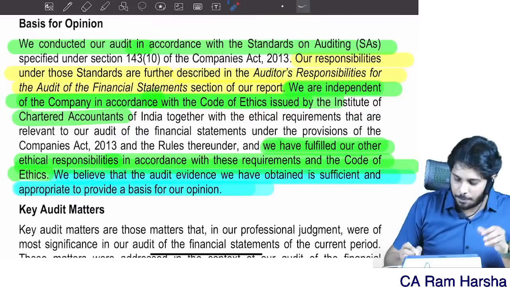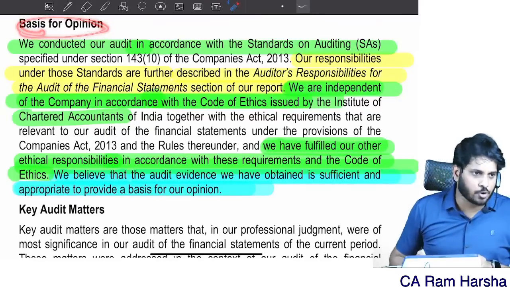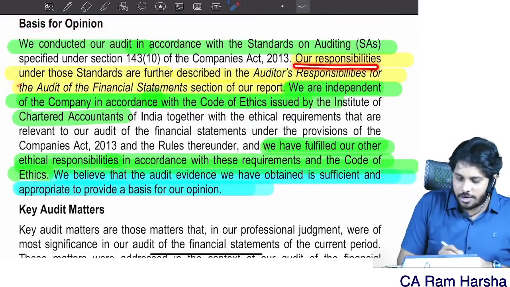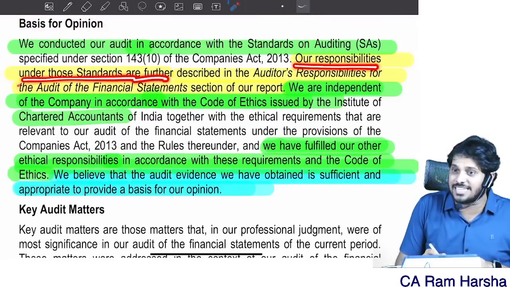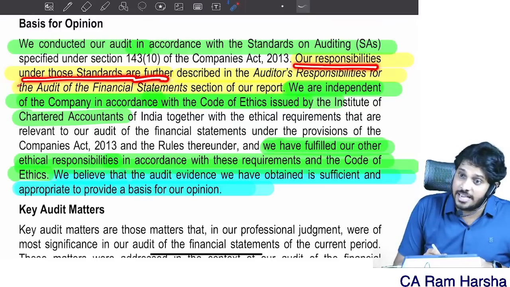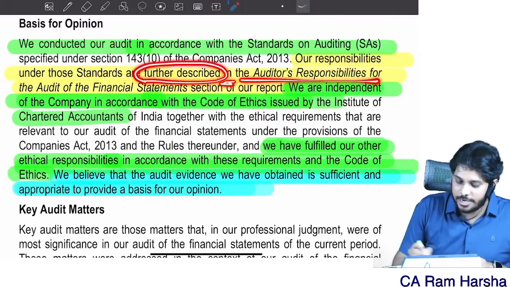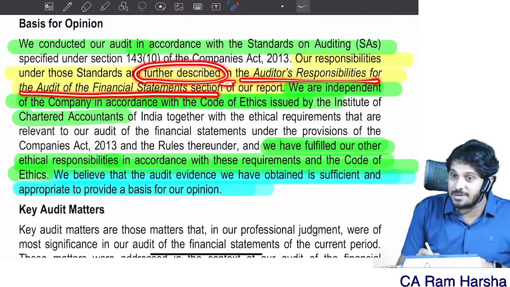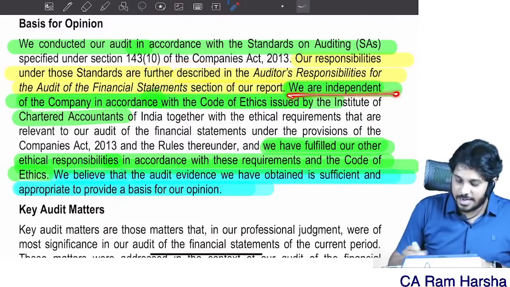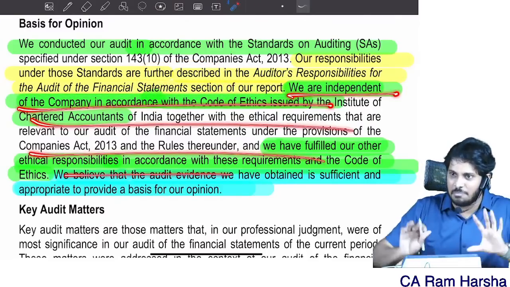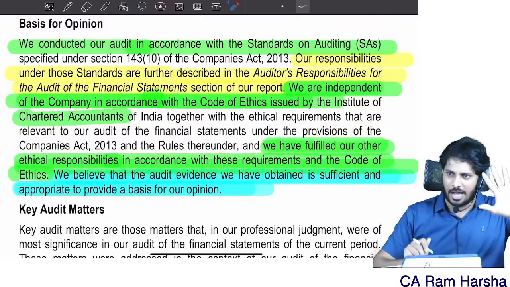In the basis for opinion section, we are talking about responsibilities under various standards. And what are we saying? These responsibilities are further described in the auditor responsibilities for audit of financial statement section of our report. We are independent of the company. We are simply telling them generally, look, I am independent of the company.